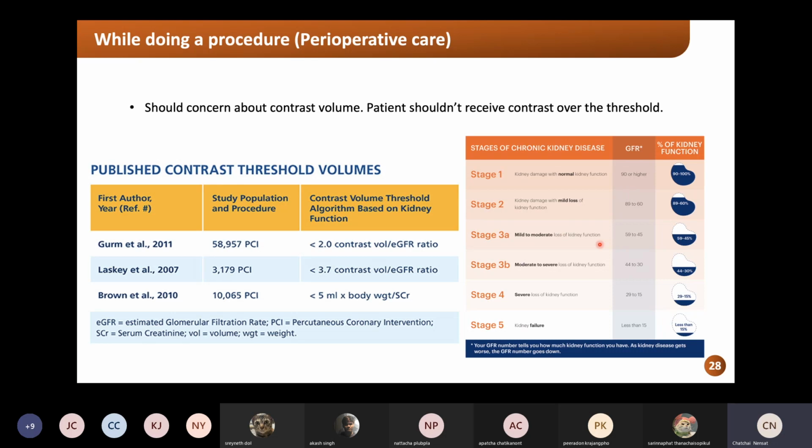And you will see that if the patient suffers from some chronic kidney disease or has a low GFR, you might consider the maximum contrast volume by using the GFR ratio, using this equation.